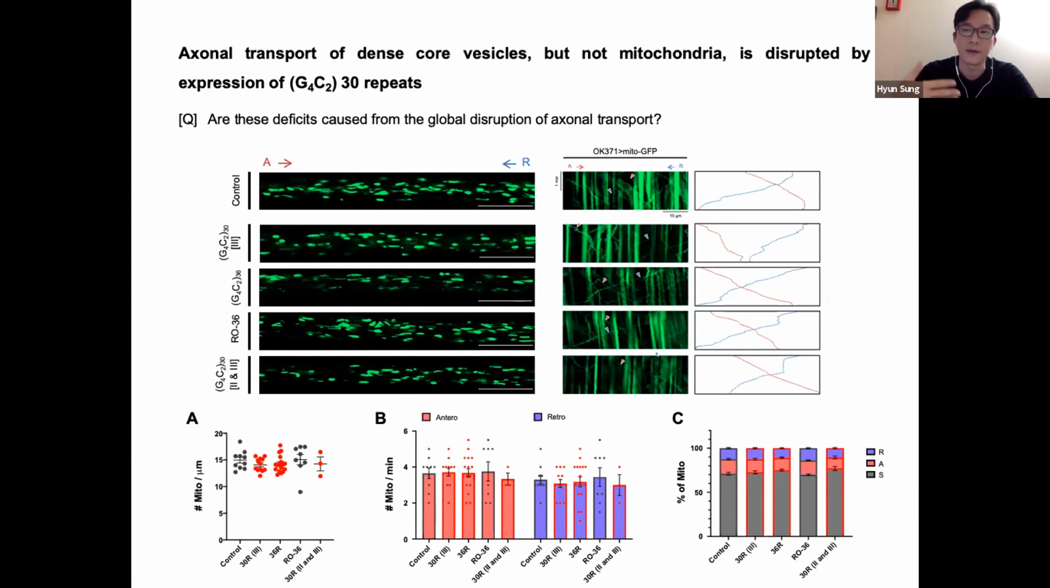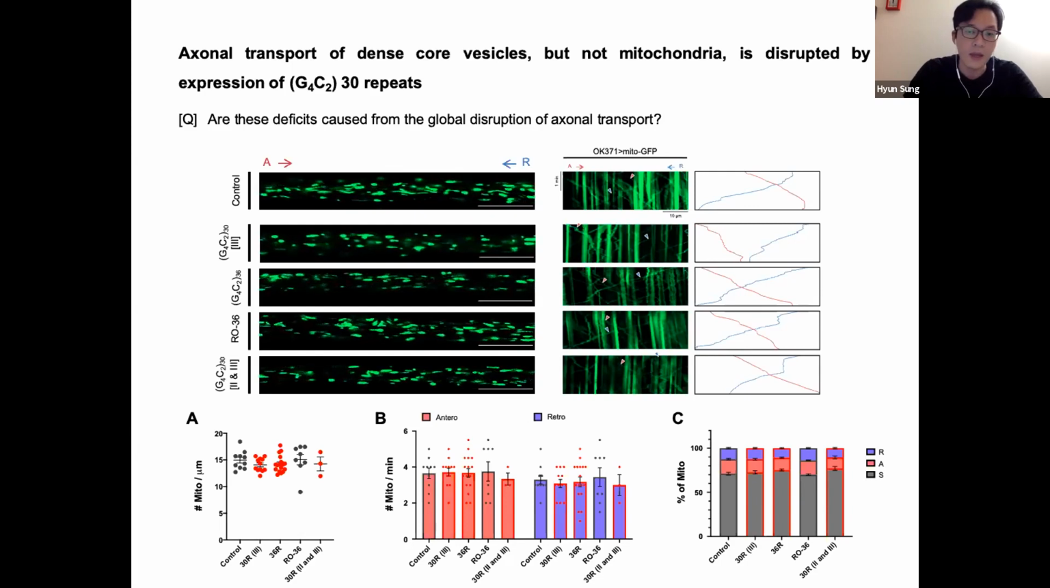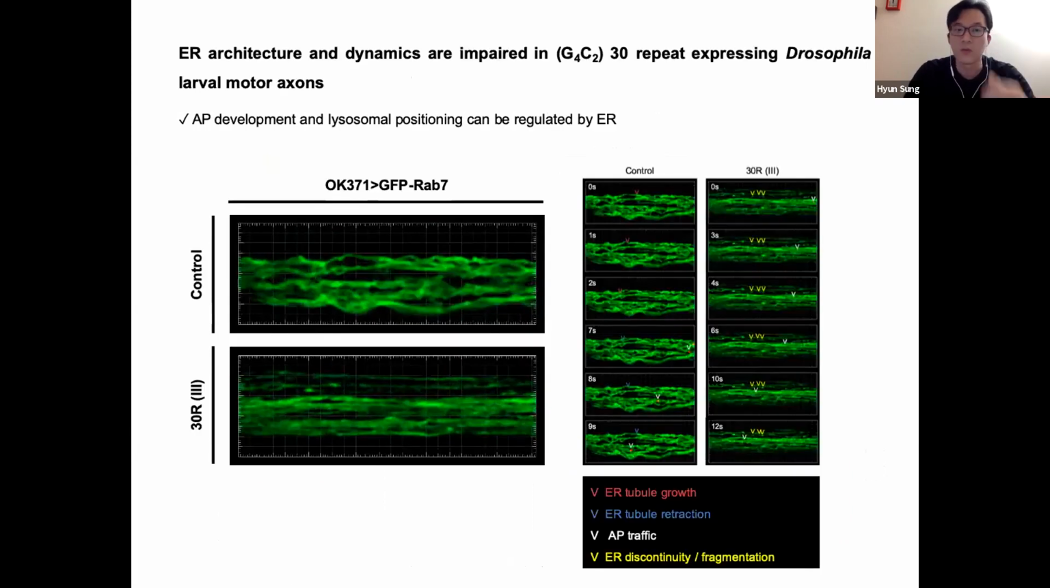And this indirectly suggests that the defective phenotype that we found in the autolysosomal process is quite specific, and not because of global disruption of axonal transport. So finally, we want to ask why there is this specific disruption of axonal transport related to the autolysosomal process. We want to focus on ER dynamics because we know that autophagosomal development is quite dependent on ER integrity. And there is some report that lysosomal position is also regulated by the ER.